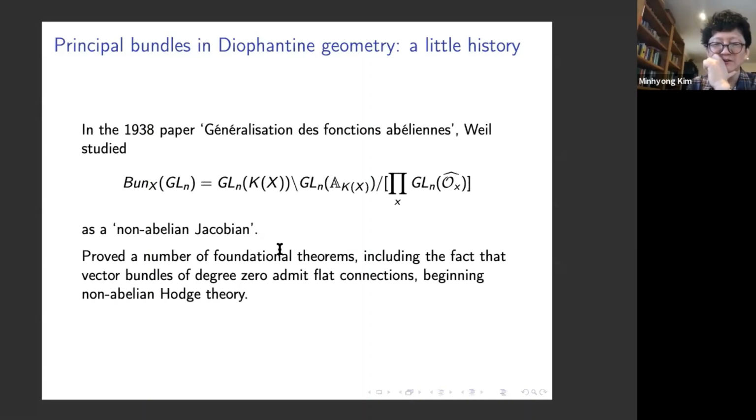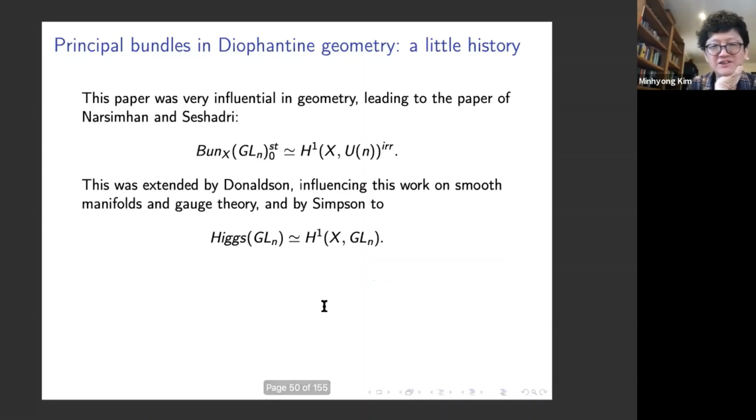And this paper, as some of you know, was very, very influential, of course. It led to non-abelian Hodge theory. There's work of Narasimhan and Seshadri, work of Donaldson, work of Corlette and Simpson, and all this use of gauge theory techniques in geometry and topology.